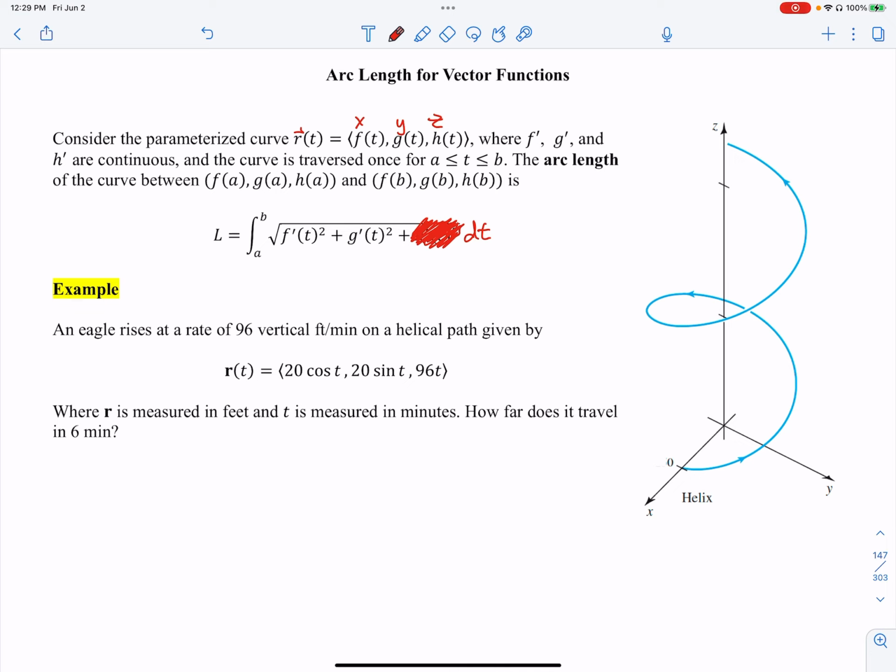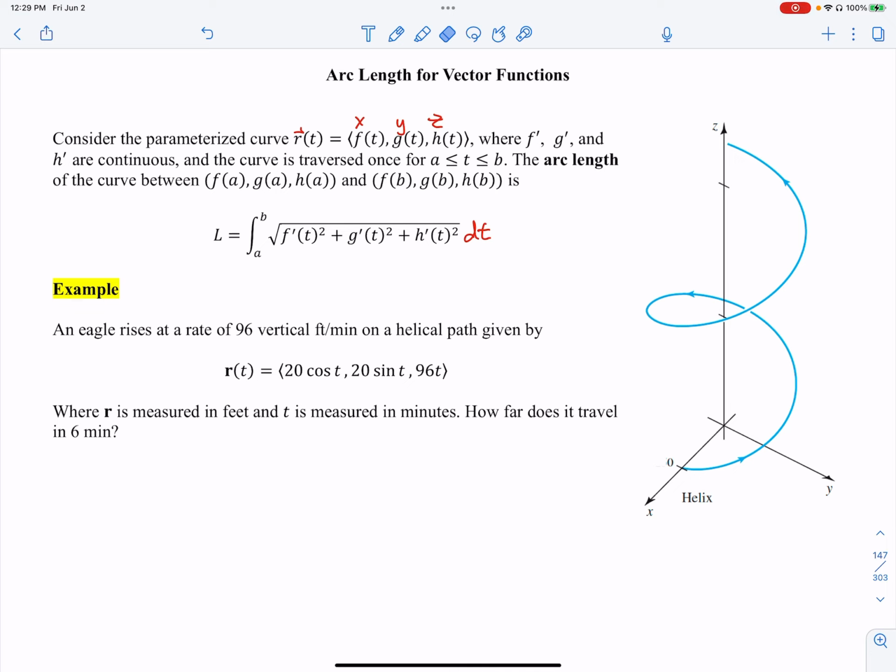This arc length formula does have the z component. If we didn't have the z component, we could do the same thing, just take out the h prime. So this is a nice, straightforward, easy formula. Find each part, plug it in, and figure it out.